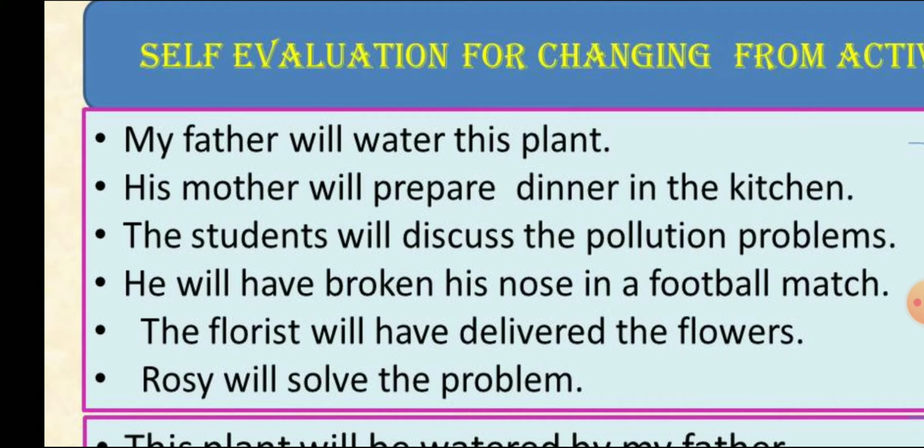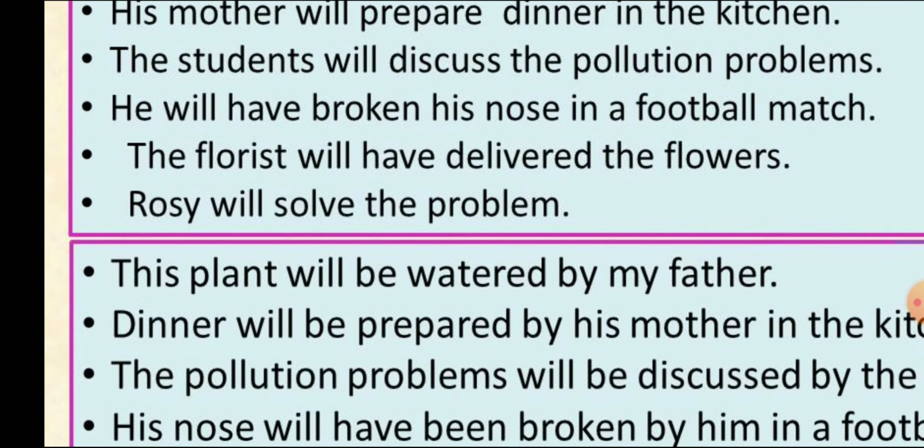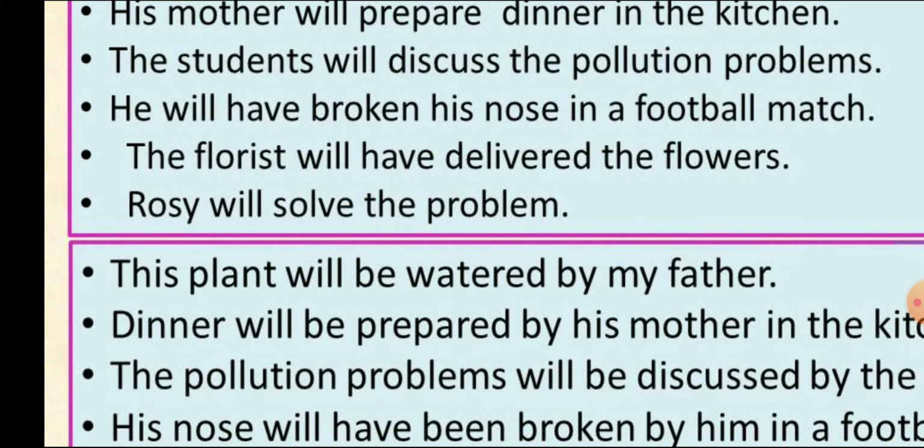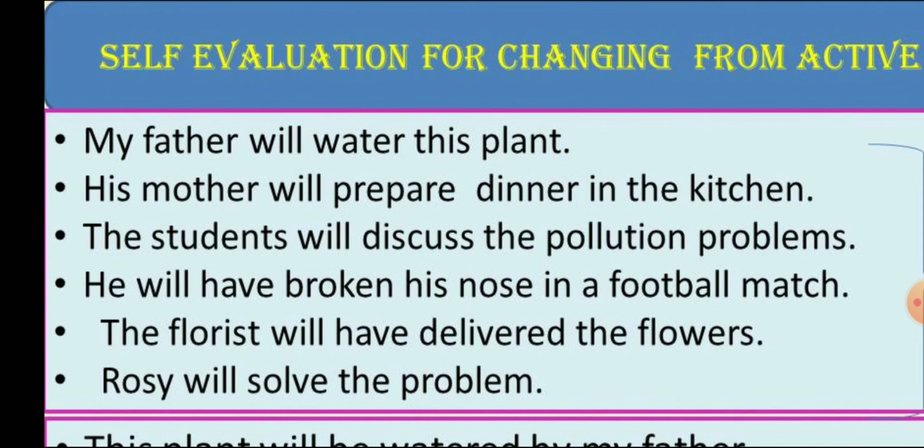How did we identify that? By seeing the format will plus verb, that is will water. So it is in simple future. Now how should we change it? This plant will be watered by my father. This is the way we have to change from active to passive for simple future tense.